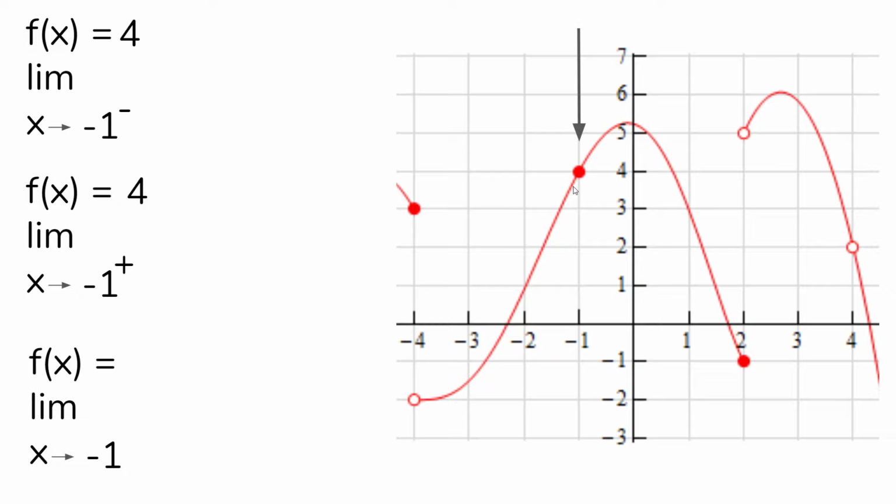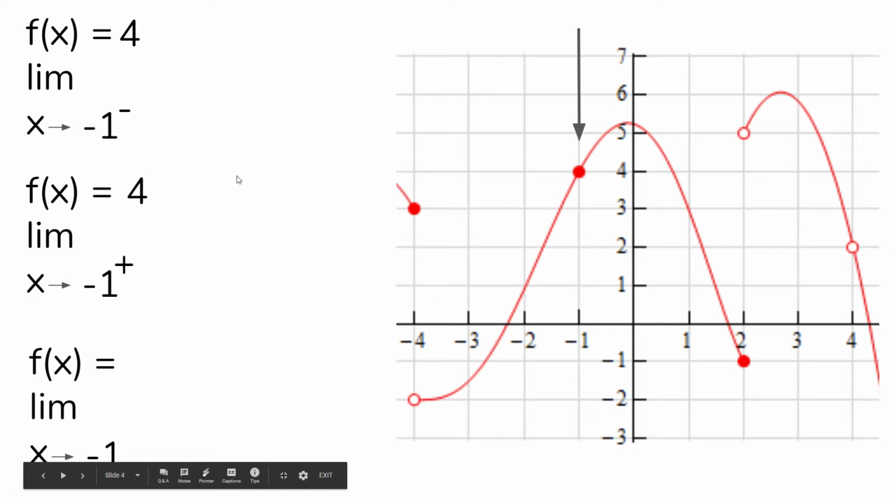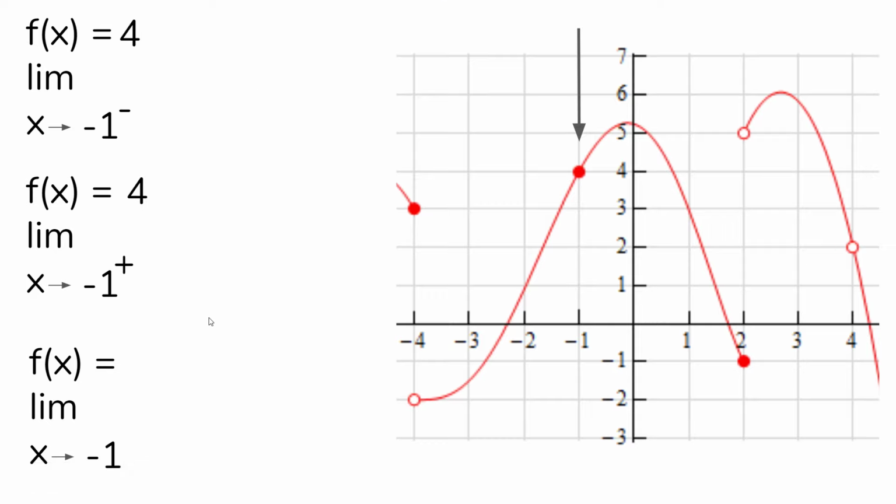And so what is the limit of f of x when x is just negative 1? Well, because these two values are equal to each other, the values of f of x when negative 1 is being approached from the left and right are both 4, then the limit as x approaches negative 1 is 4. So that part of the function is defined because both these values are the same. And that is the end of my presentation.